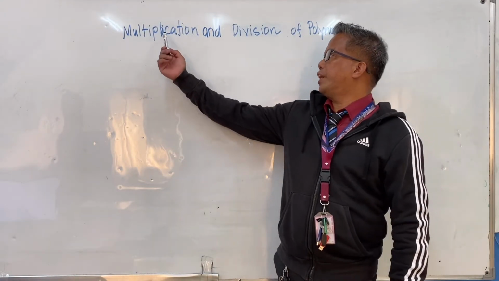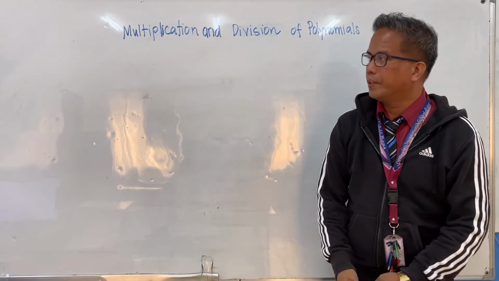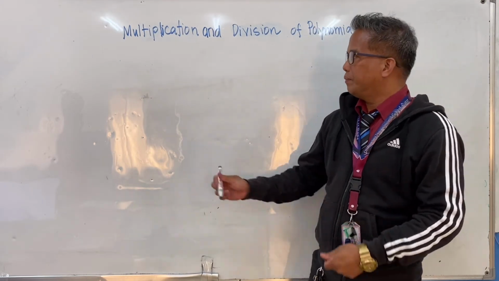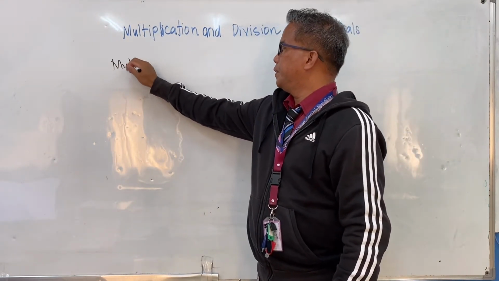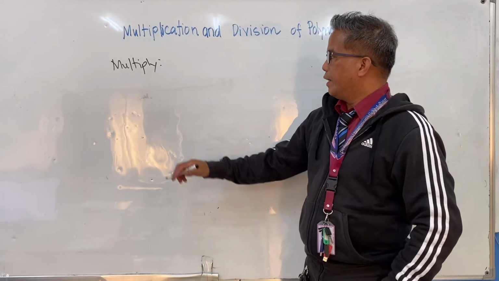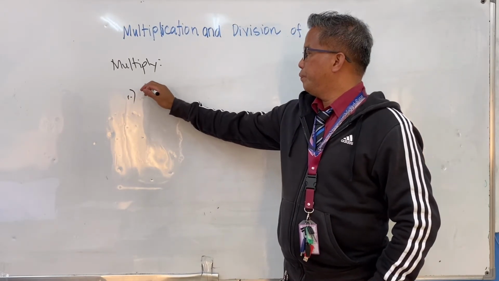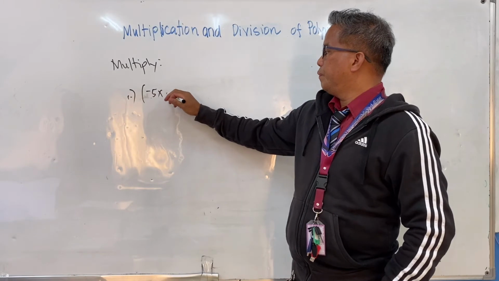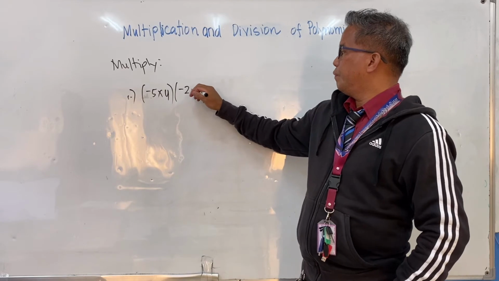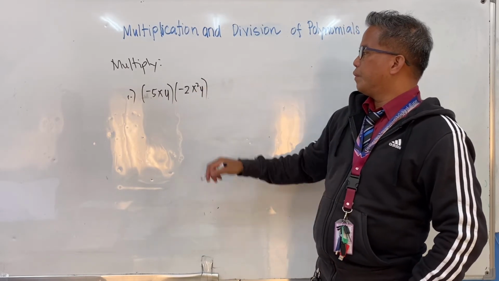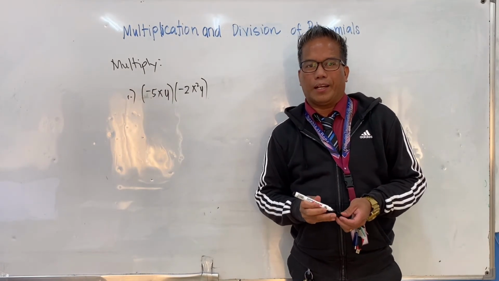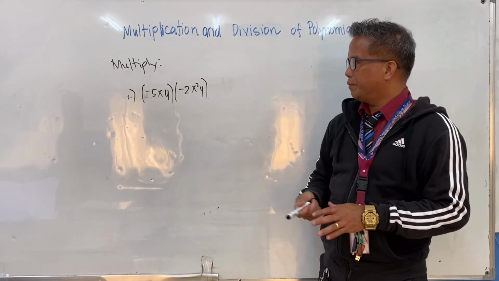Next is multiplication and division of polynomials. Let us start with multiplication of polynomials. Okay, multiply. Number 1. Monomial times monomial.